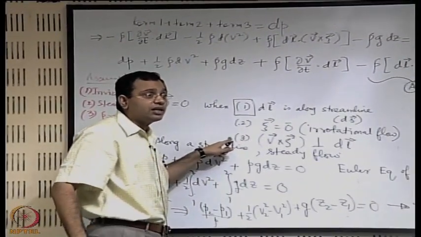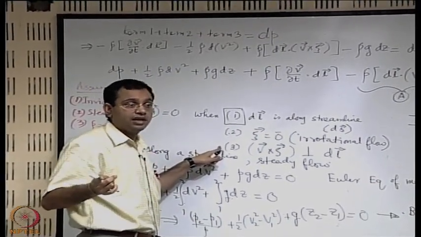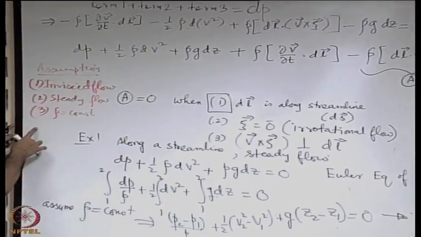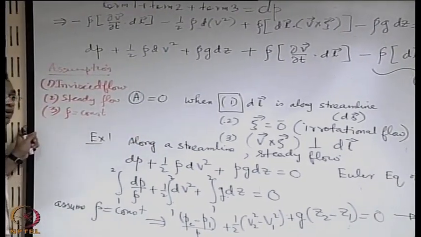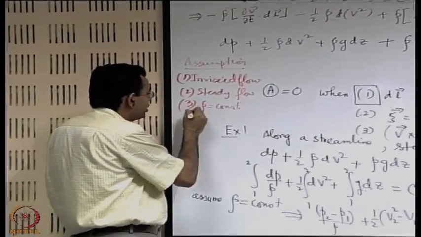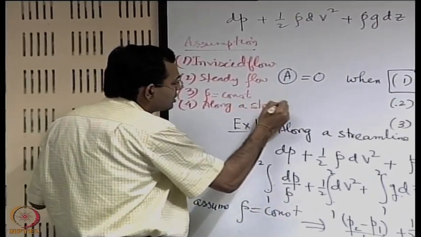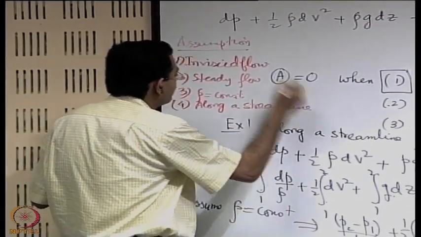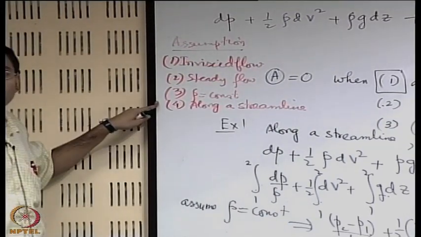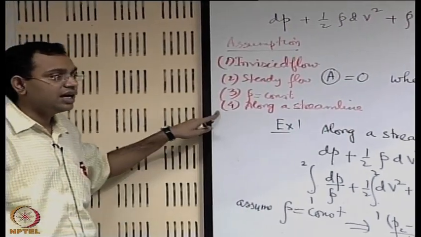When we take irrotational flow, we get more freedom, then we need not be restricted along a streamline. But when we are considering along a streamline, then it need not be irrotational. If it is irrotational, fine. If it is not irrotational, still okay. So along a streamline, that is what we considered in this example. So these are the 4 assumptions that we have considered in deriving this.